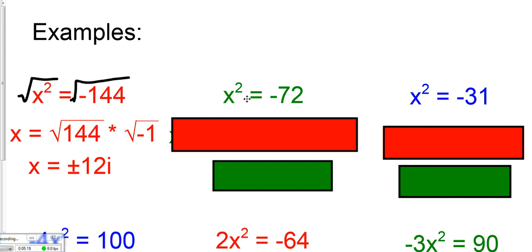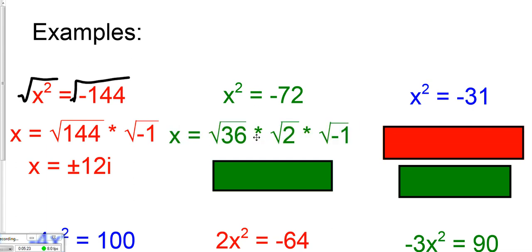How about for this one? We have x squared equals negative 72. Square root both sides, negative 72. When you take the square root, there's the negative portion, negative 1, and 72 breaks into 36 and 2. Square root of 36 is 6. We don't know the square root of 2, so that stays as a radical. And the square root of negative 1 is i.